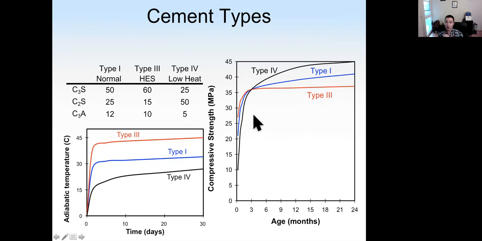All right, and here shows the strength development of different types of cement. For high early strength cement, type 3 cement, the early strength will be higher. However, type 4 and type 1 cement strength will catch up and exceed type 3 cement at later age, after 3 or 4 months.